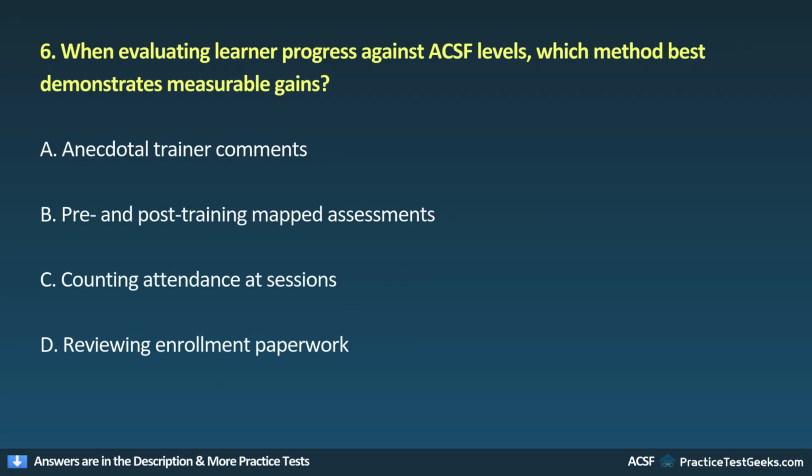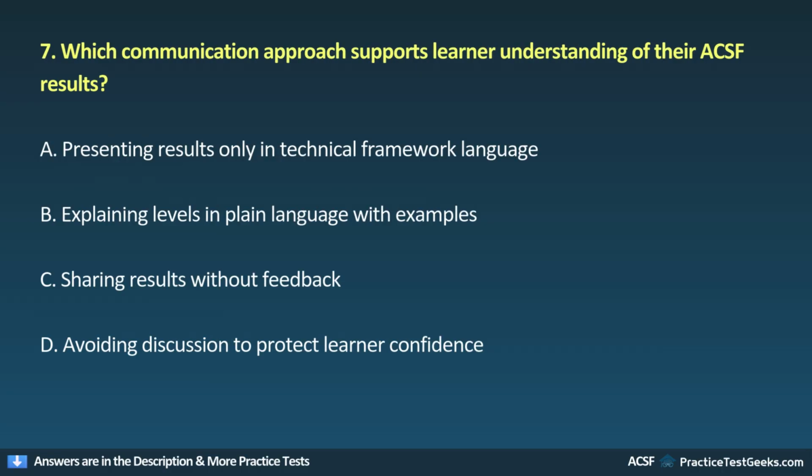6. When evaluating learner progress against ACSF levels, which method best demonstrates measurable gains? A. Anecdotal trainer comments. B. Pre- and post-training mapped assessments. C. Counting attendance at sessions. D. Reviewing enrollment paperwork.